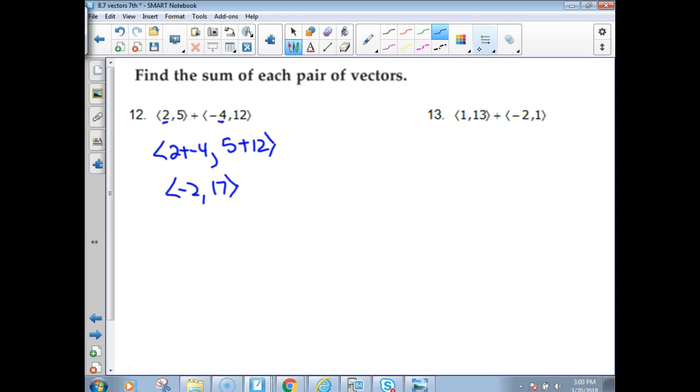Add the corresponding components. So what would 13 be? 1 and negative 2. You don't even have to write this. You probably can do it in your head. So 1 plus negative 2 should have negative 1 and 14.